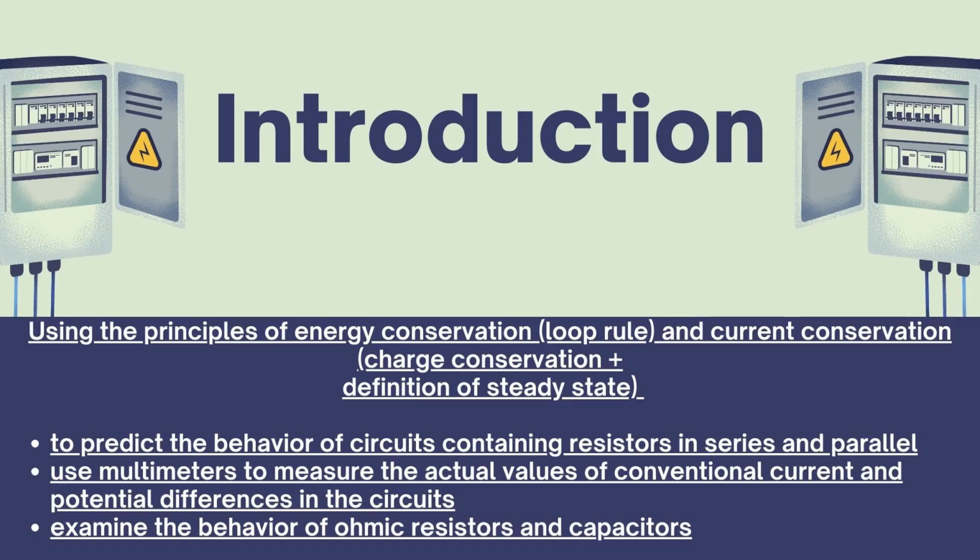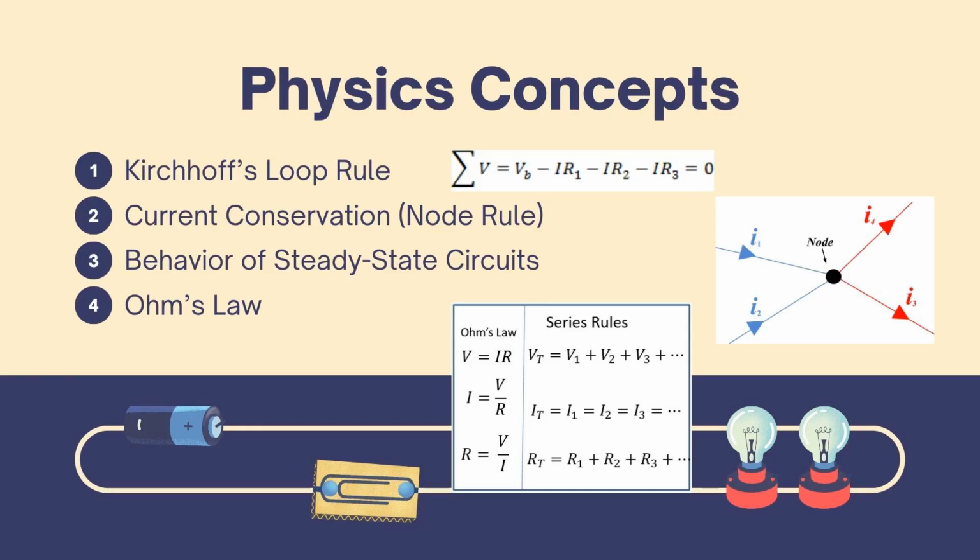Hope you enjoy. The purpose of this lab is to use the principles of energy conservation and current conservation to accomplish three things: to predict the behavior of circuits containing resistors in series and parallel, to use multimeters to measure the actual values of conventional current and potential differences in the circuits, and to examine the behavior of ohmic resistors and capacitors. To not only complete this lab, but to also comprehend the conceptual nature of circuits and currents, we will need to first understand and utilize the fundamental physics concepts of Kirchhoff's loop rule, current conservation, the behavior of steady-state circuits, and Ohm's law in all of its various forms.